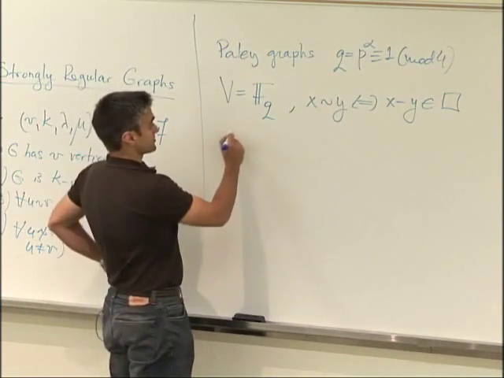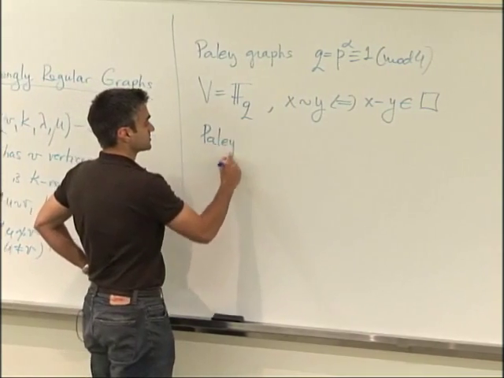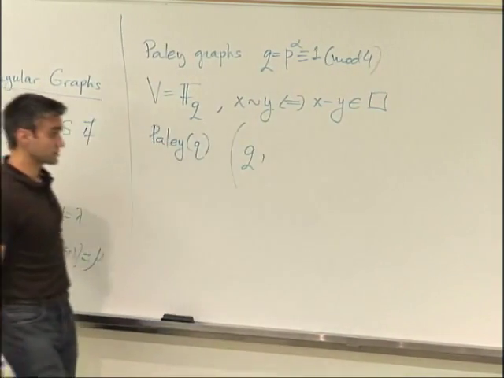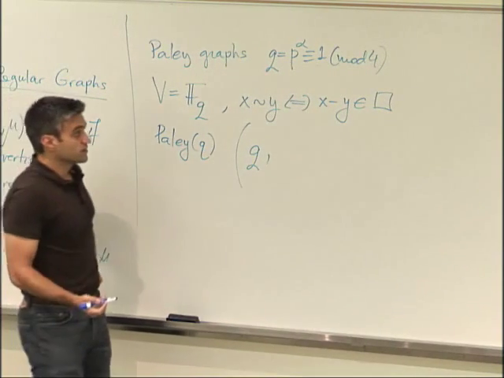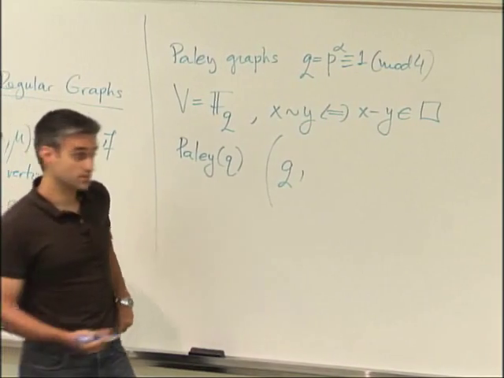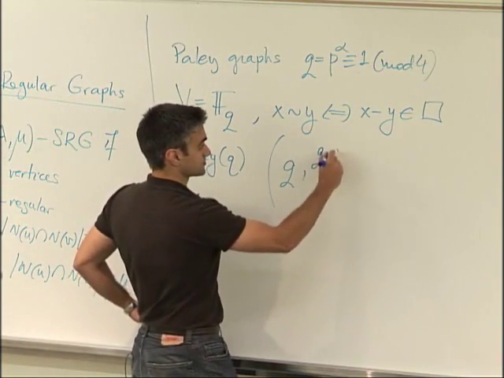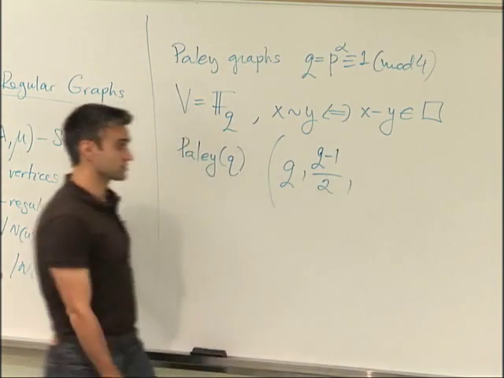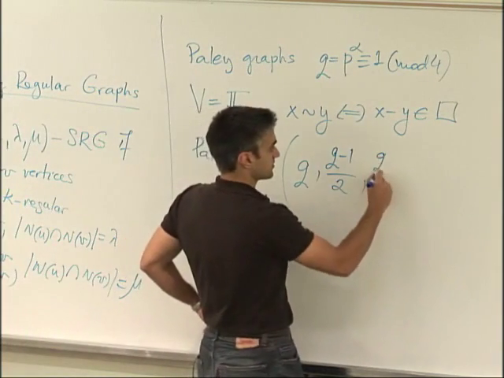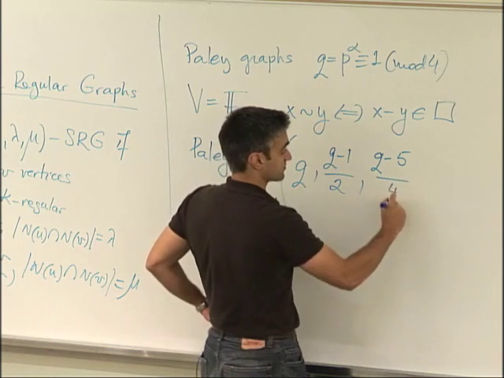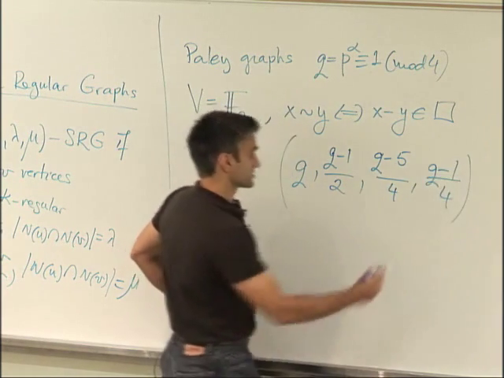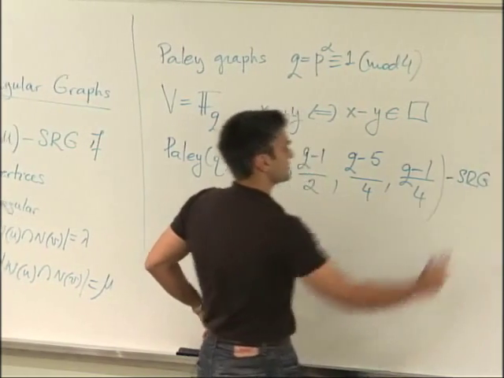So Paley of Q has the following parameters. The number of vertices is obviously Q. Then you have as many non-zero squares as you have non-zero non-squares. So the degree of regularity is (Q minus 1) over 2. It takes a bit more work, but it's not very hard to prove that lambda is (Q minus 5) over 4 and mu is (Q minus 1) over 4. So this is a strongly regular graph with these parameters.